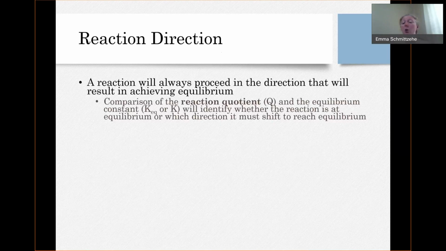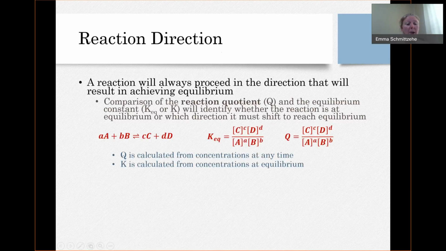Okay, so the Q could be written as an equation just like the K can be written as an equation. If we look at a generic reaction of A plus B going to C plus D, we write the K expression, the K_eq or just K, as the products over reactants, each raised to their stoichiometric coefficient. Well, the Q equation is exactly the same thing. So it's written exactly the same. The difference is what you're plugging into those equations.